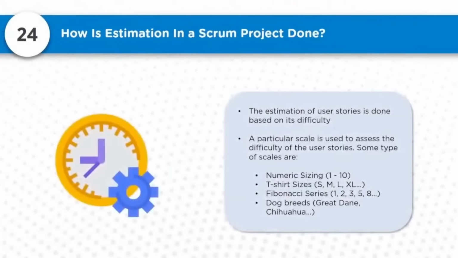Question 24. How is estimation in a Scrum project done? The estimation of user stories is done based on difficulty, using a particular scale to assess the difficulty of user stories. So you have to analyze how difficult or easy it is. Some of the scales used are numeric sizing 1 to 10, t-shirt sizing like S, M, L, XL, Fibonacci series, or dog breeds based on their value. Many such approaches are taken.